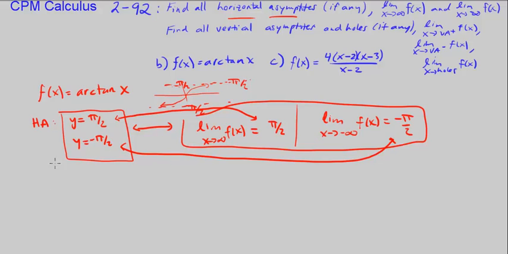Okay, so now let's move on to vertical asymptotes and holes.